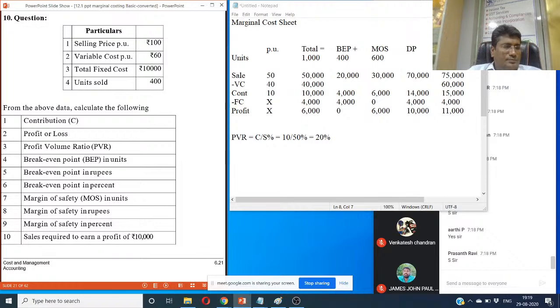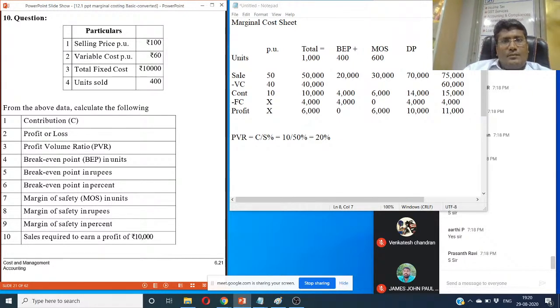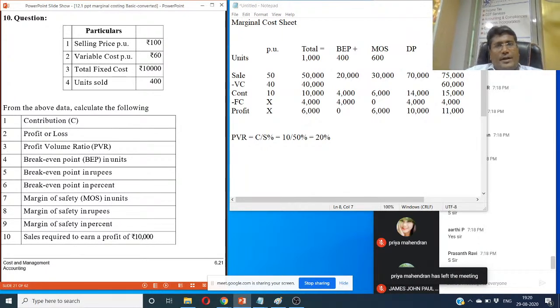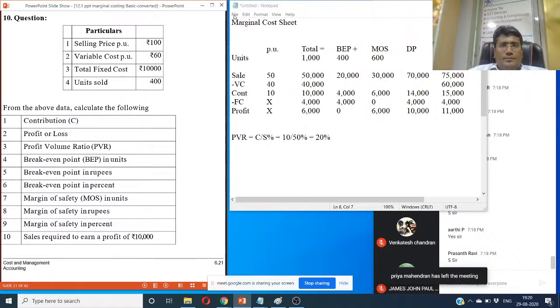Now, ippa anuppiyirukken. Question number 10.